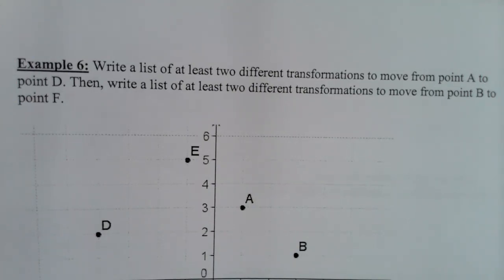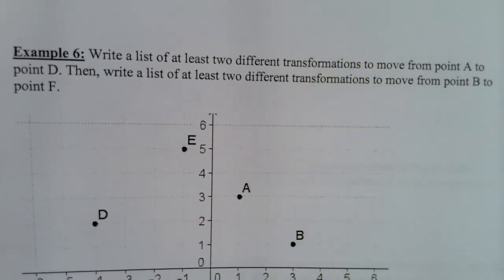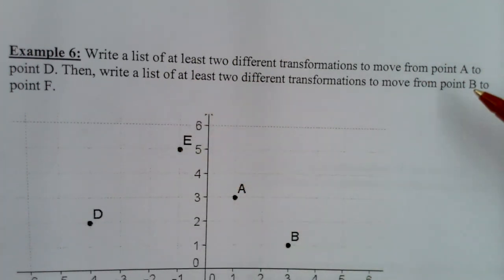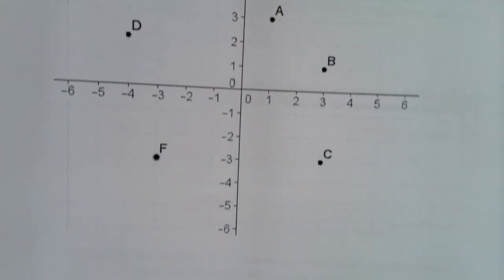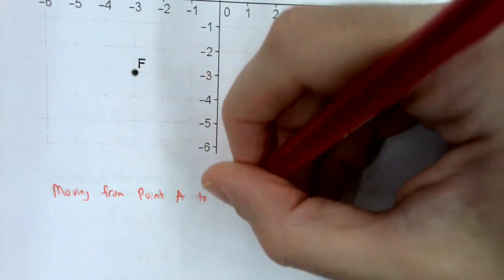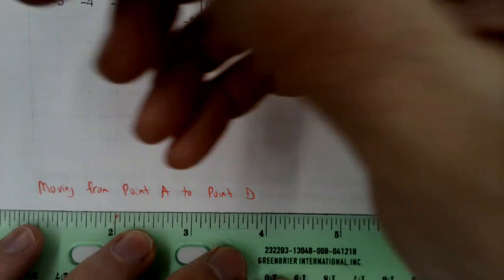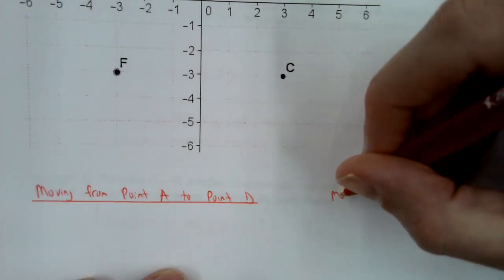Example 6. Write a list of at least 2 different transformations to move from point A to point D. So you have to move from point A to point D. You have to have 2 different transformations, meaning you cannot do translation, translation. You cannot do reflection, reflection. You have to do 2 different types of transformations. And then you have to write a list of at least 2 different transformations to move from point B to point F. So let's start with moving from point A to point D. Do that one first. And then we're going to do moving from point B to point F.